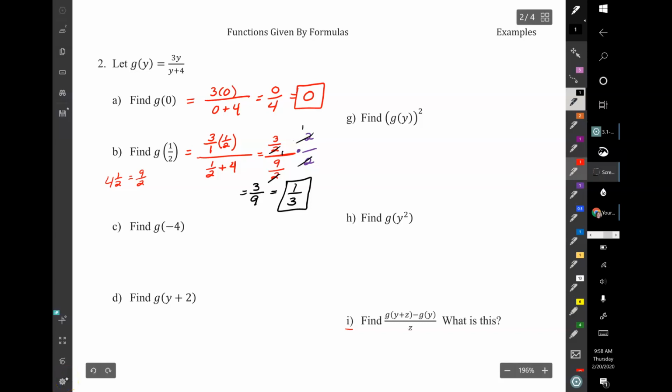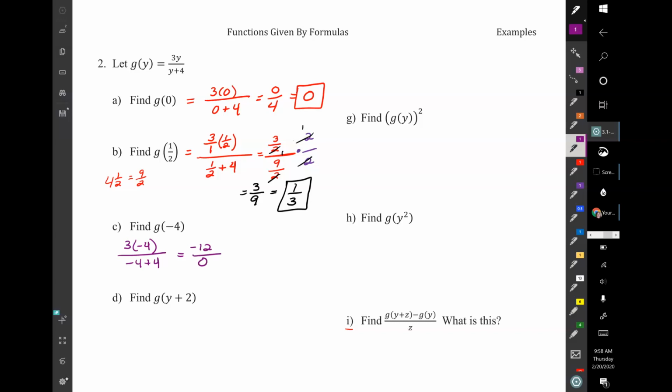Okay, next one, we're going to look at g of -4. So I'm going to plug in, I'm going to do it just underneath here, 3 times -4, all divided by -4 plus 4. And you can kind of tell that's not in the domain for a reason. We are going to get -12 divided by 0. So again, don't just leave it that way. You must write undefined, or you could write does not exist, something like that. Okay.